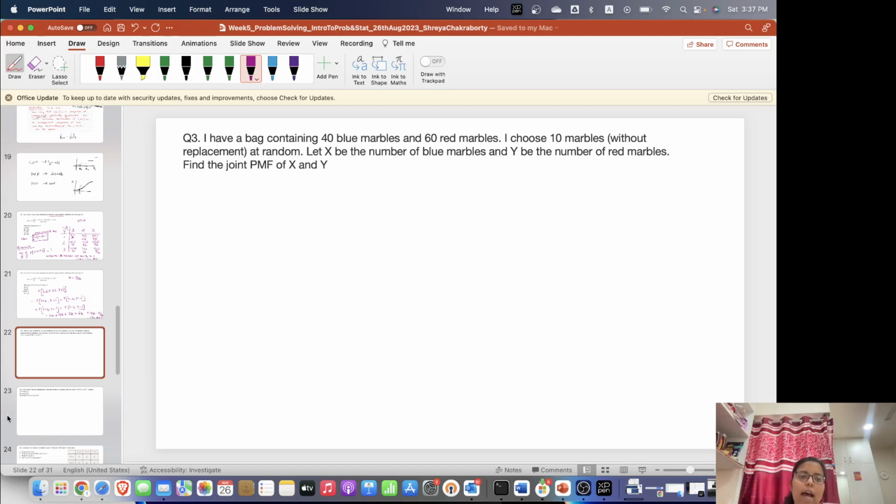So let's say I have a bag containing 40 blue marbles and 60 red marbles. I choose 10 marbles without replacement. This should be kept in mind, at random. Let x be the number of blue marbles and y be the number of red marbles. Then find the joint PMF of x and y. So we have to find out probability x equal to x and y equal to y such that x plus y should be equal to 10.